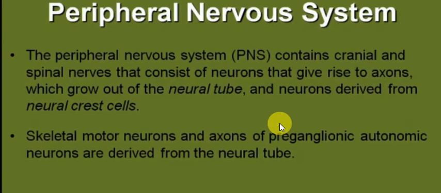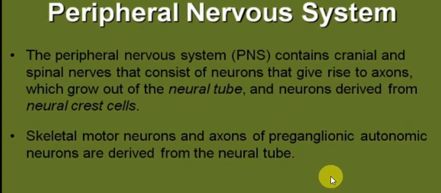Now, all the cell bodies and the axons of the neurons that are present in the central nervous system are derivatives of the neural tube. But the peripheral nervous system consists of neurons whose cell bodies are present outside the central nervous system, and they are derived from the neural crest cells.